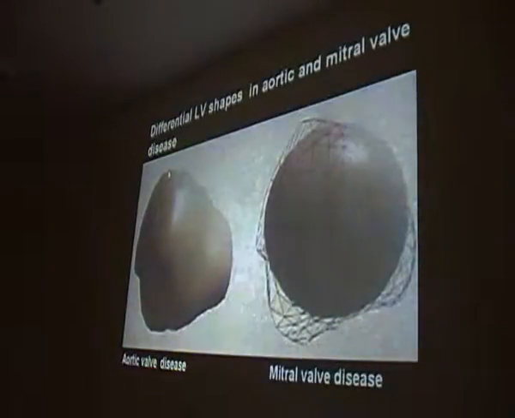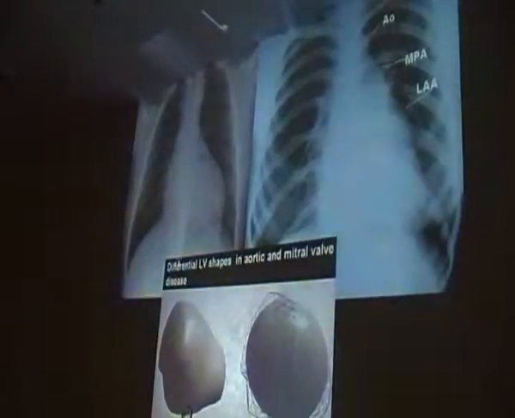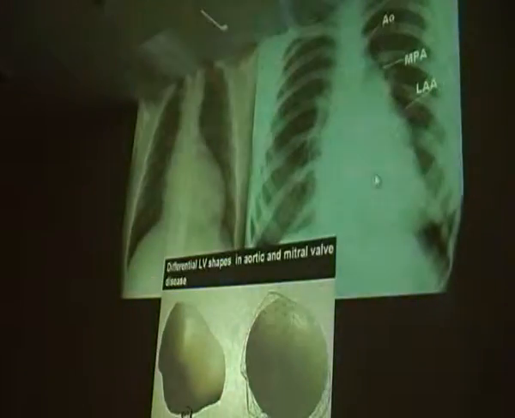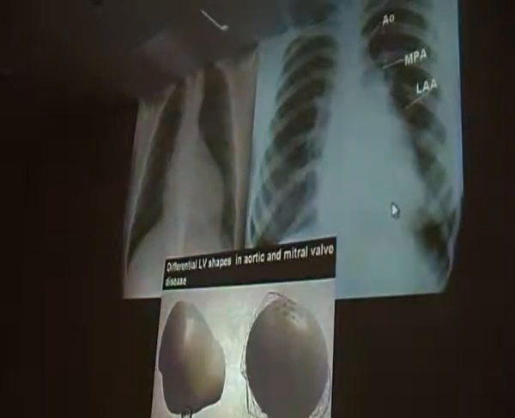So here's some interesting picture I saw on the internet. The different ventricle shapes: you can see the ventricle is enlarged, and this one is normal or even atrophy. So you can compare. In aortic configuration, the left ventricle is enlarged, but in mitral configuration, it is normal or atrophy. In this case, it's normal. Okay, forget about this one. I'll come back to this slide later.